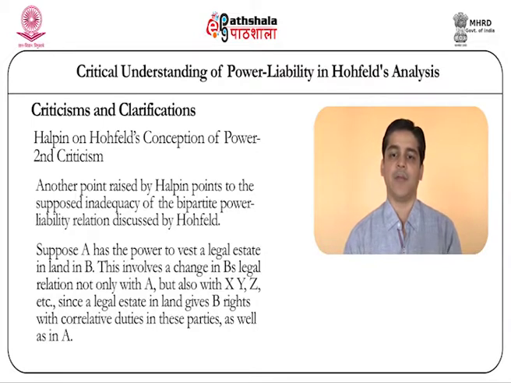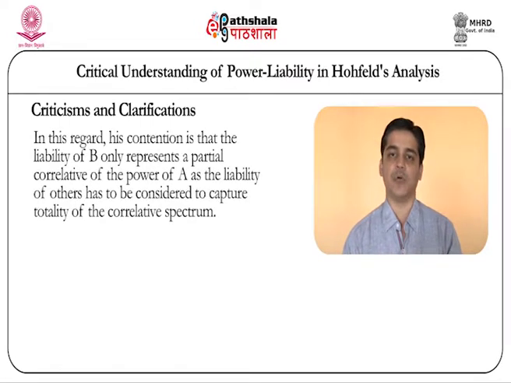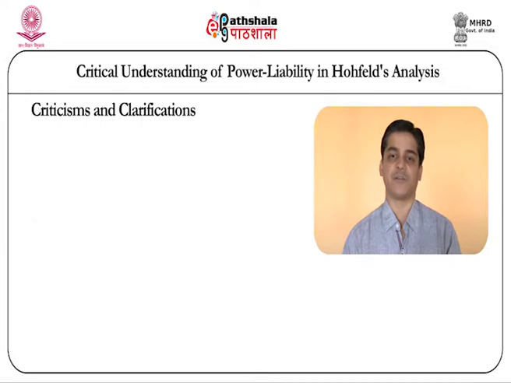It doesn't end there. Because B is the owner of the land now, X, Y, Z and all other people have duties not to enter the land. The way X, Y, Z had a duty not to trespass on the land of A, in the same way they now have a duty not to trespass on the land of B. So earlier they had a duty towards A, now they have a duty towards B. The exercise of a power affects not simply two persons but many parties. So to express the power-liability relation only between A and B, according to Halpin, is insufficient. It does not cover the totality of the correlative spectrum.